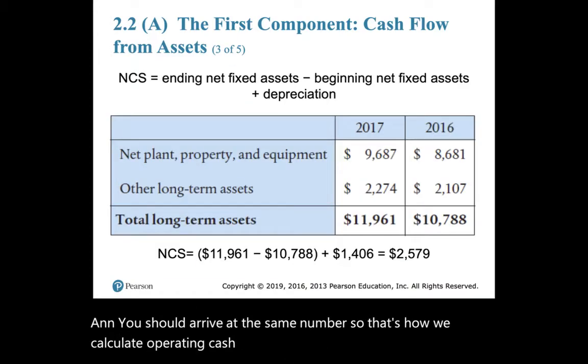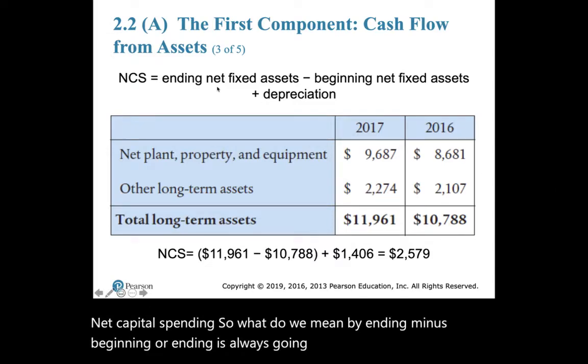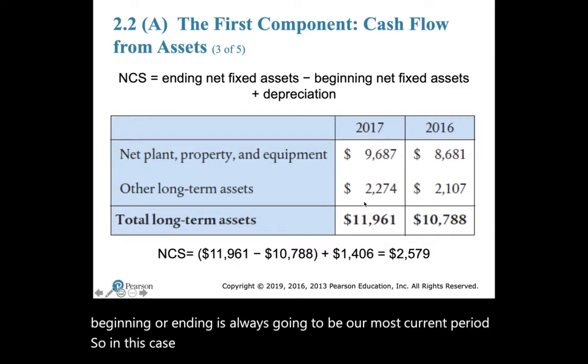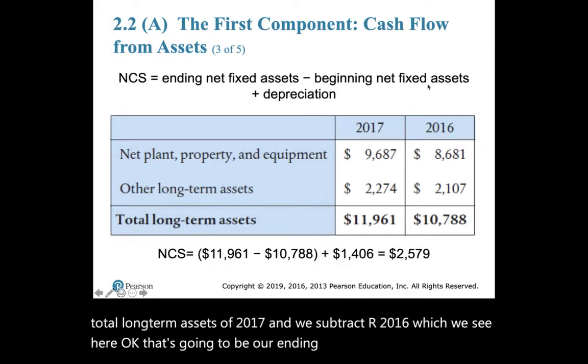Next part is the net capital spending. So what do we mean by ending minus beginning? Well, ending is always going to be our most current period. So in this case, 2017. If we take our 2017 net fixed assets, which is our total long-term assets of 2017, and we subtract our 2016, which we see here, okay, that's going to be our ending minus our beginning net fixed assets.